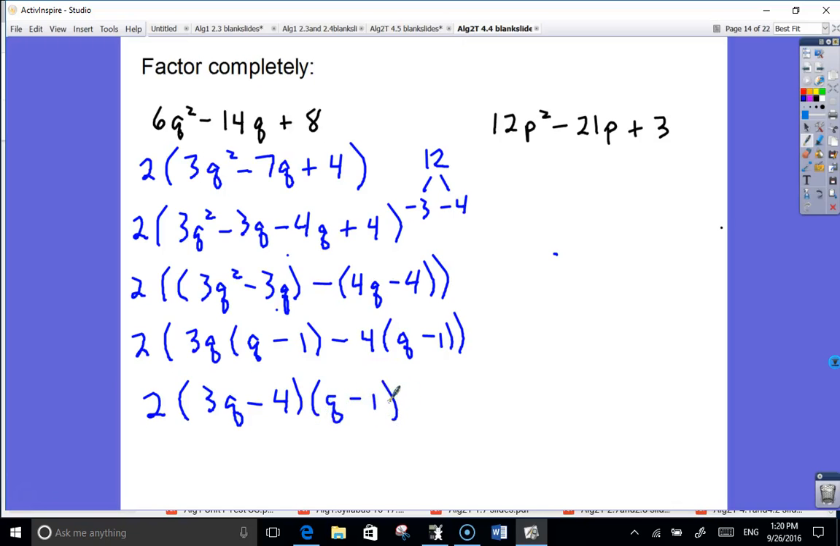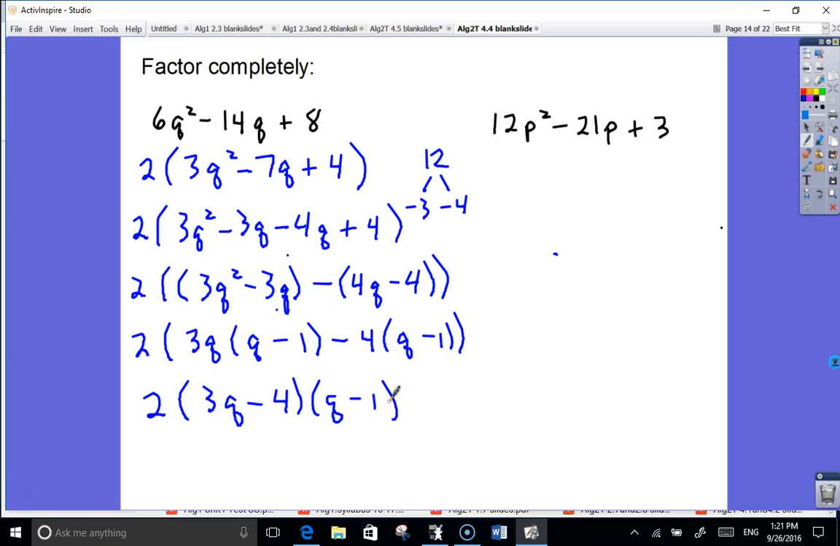Remember that 2 you took out at the beginning, that's still there. In a factoring problem, you can't get rid of that 2. So just that goes along for the ride. You know, if you don't show it in all the intermediate steps, that's okay, but just make sure it's in the last answer. How about the next one?